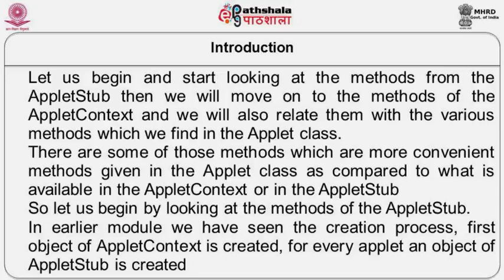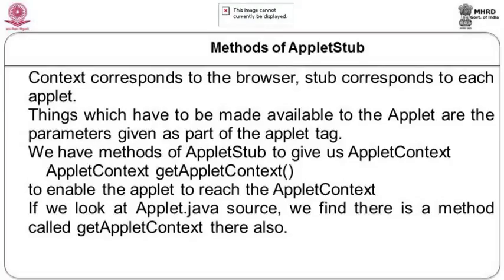So let's begin by looking at methods of the applet stub. We have seen the creation process earlier. What normally happens is the object of applet context is getting created. For every applet, an object of applet stub is created. Applet context corresponds to the browser. Applet stub corresponds to each applet component. Now let's see what is specific to the applet, which is to be made available to the applet. That would be nothing but the parameters, something which goes as part of the applet tag. So let's see the methods of applet stub.